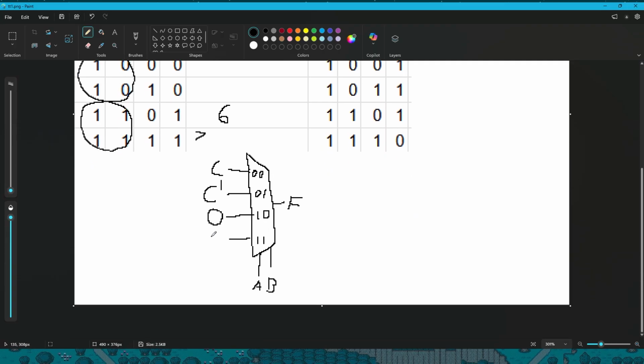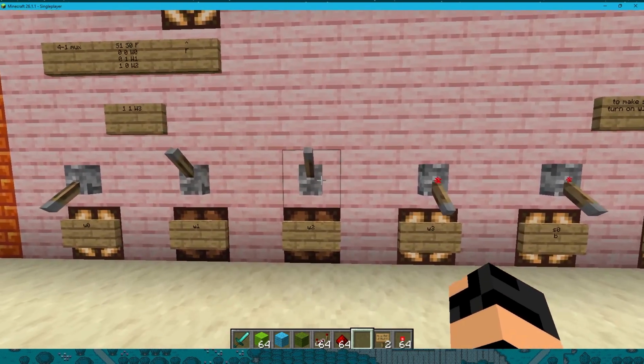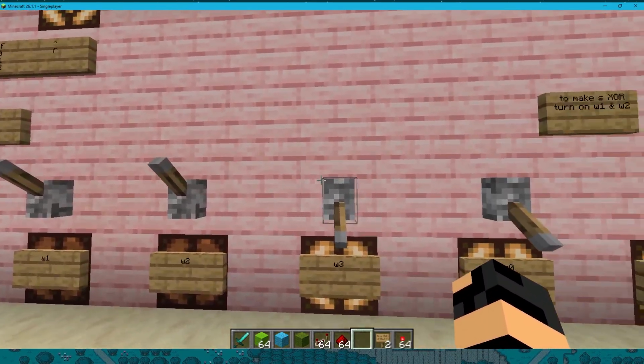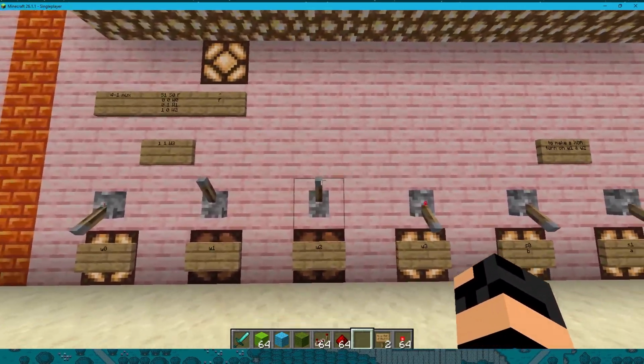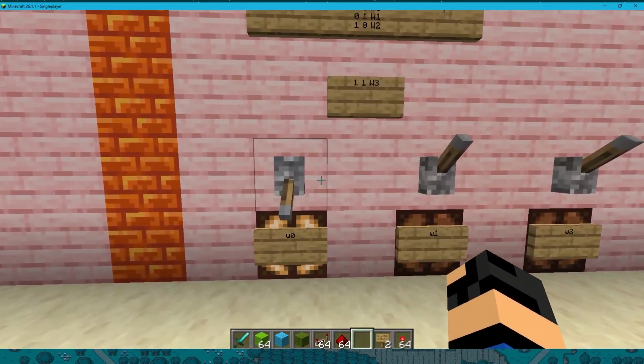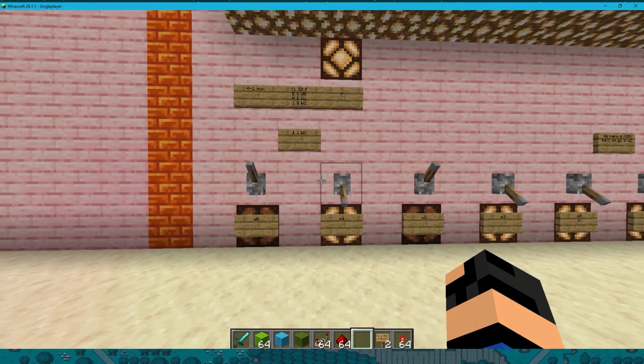So that means this is 1. Now, remember these 4 values here, and we're going to set that in our Minecraft multiplexer. So we have C on, C off, 0, and 1. 1 will always be 1, 0 will always be 0, and then these two are going to respond to C, and C turned off.